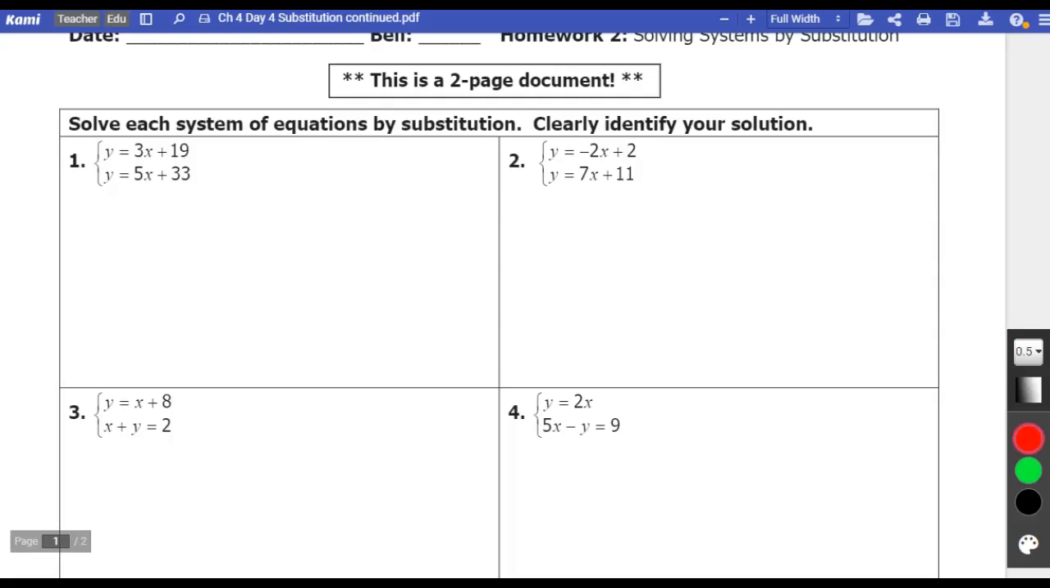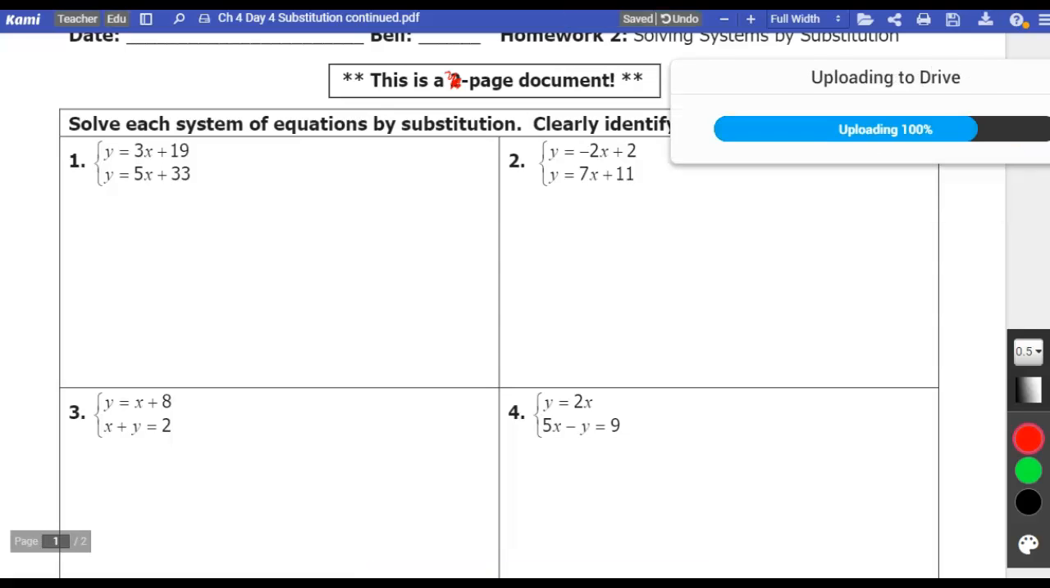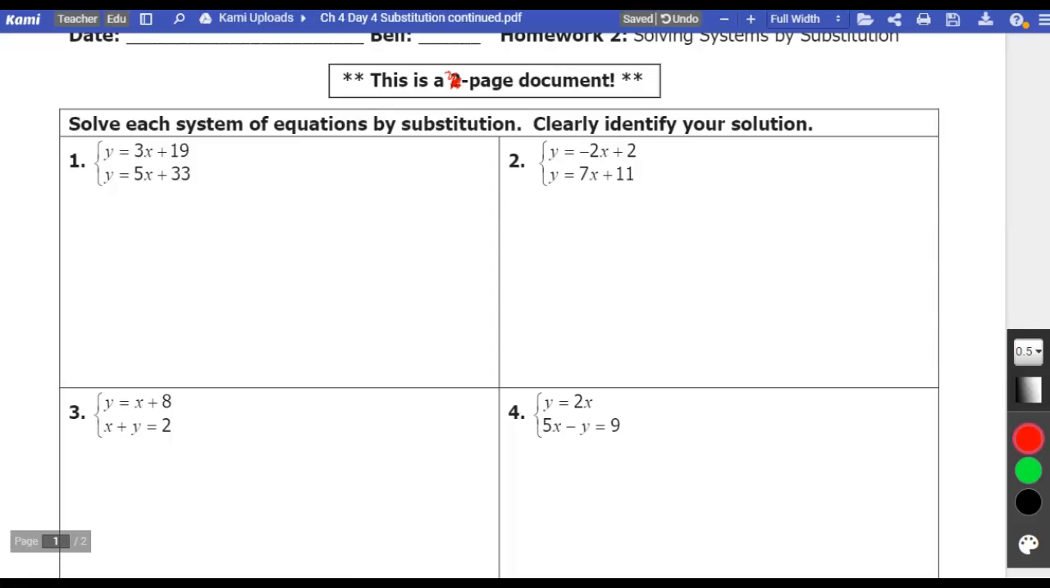There's nothing new to today's assignment. We are just doing additional practice. One thing you'll see in the directions is that it says that this is a 2-page document. It's not. The second page we might work on next week. But anyway, I'm going to fly through some of these examples.